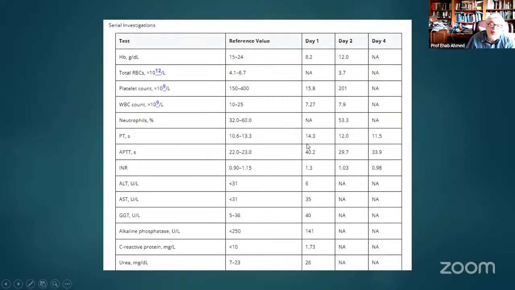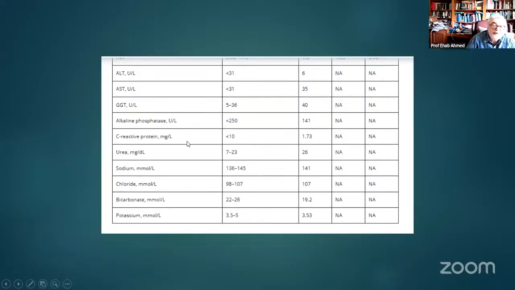And PT and PTT were within normal ranges, although they are using reference ranges which I don't think are accurate. In a newborn baby, the numbers should be higher than that. So whatever this baby had was within normal range, the PT and PTT. And this is going to rule out most of the coagulopathies and the vitamin K deficiency. Okay. INR was borderline. Other labs were within normal range.